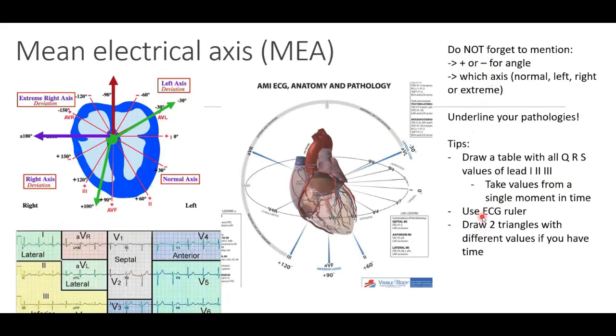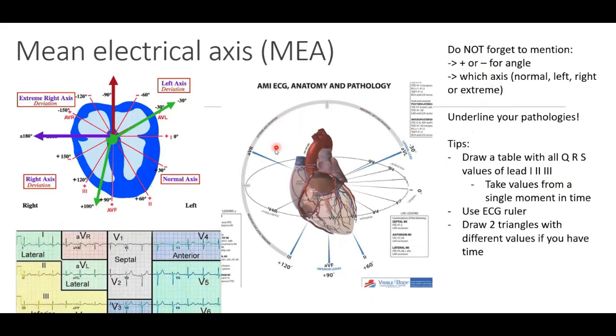And then if you can, use an ECG ruler. If you don't have this, maybe you can stop by the biophysics department and they will give them to you. As I mentioned, 2 triangles with different values. And the reason why I started off with the mean electrical axis is because I wanted to emphasize what leads represent what area of the heart.